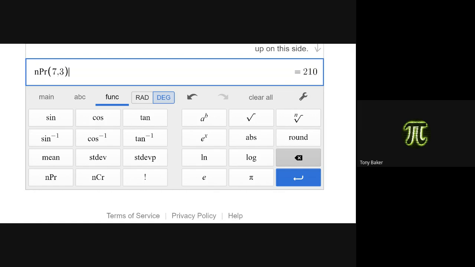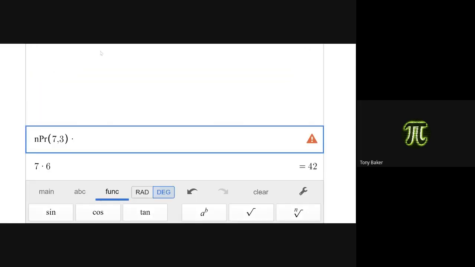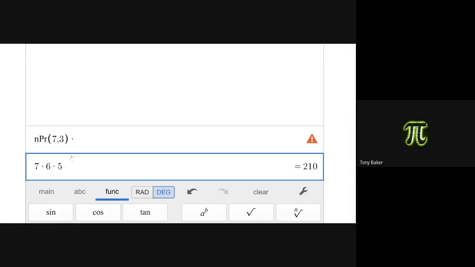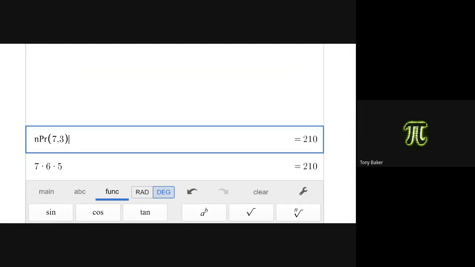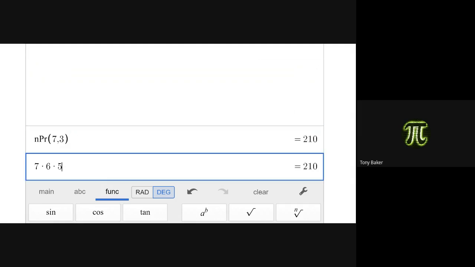Yes. I remember doing this. Is there a way we could do like 7 times 6 times 5? So, yes, and it will work out. It will work, it's just harder to do, especially when the numbers get bigger.